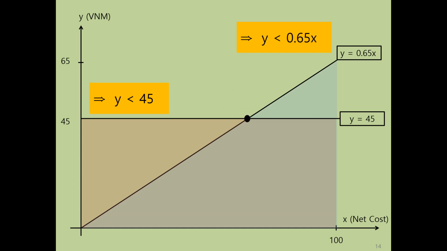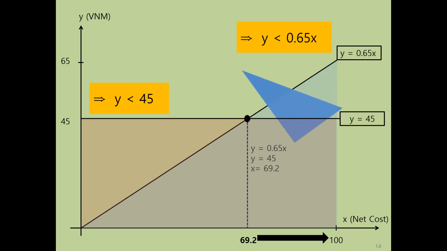At this point, Y is 45 and that is also equal to 0.65 times X, and we are able to know that X is 69.2. It is very important to see what will happen if X is more than 69.2 and approaches 100. The area of net cost becomes bigger than that of the build-up method. This blue triangle shows the size of the difference.